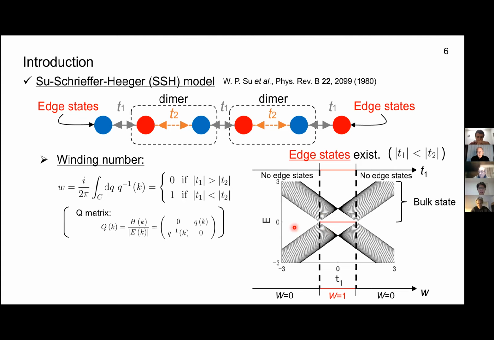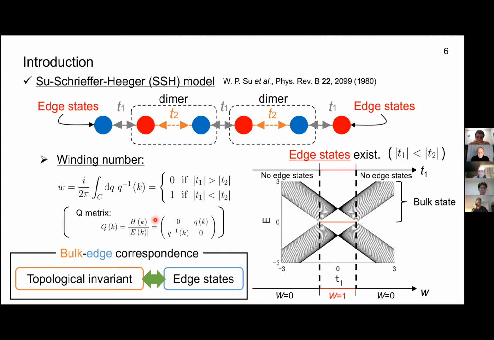And these edge states can be characterized by the topological number called the winding number. In fact, the winding number can be defined in this form from the Q matrix as shown here. When the winding number is equal to one, the edge states appear. And so we get the important consequence, the bulk-edge correspondence. In the bulk-edge correspondence, the non-trivial topological invariant corresponds to the appearance of the edge states. This is a very important consequence in topological systems.